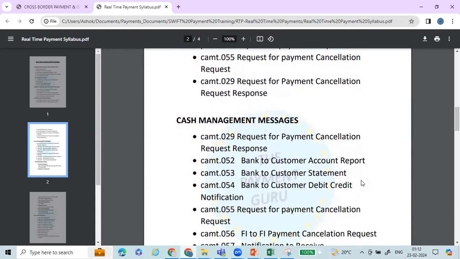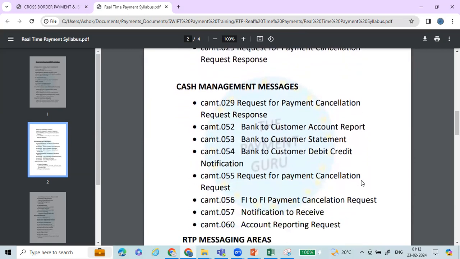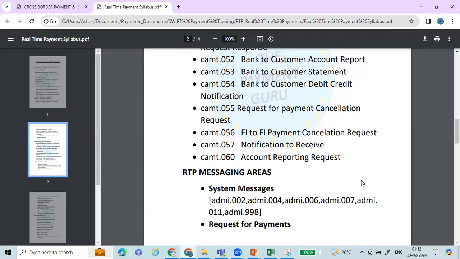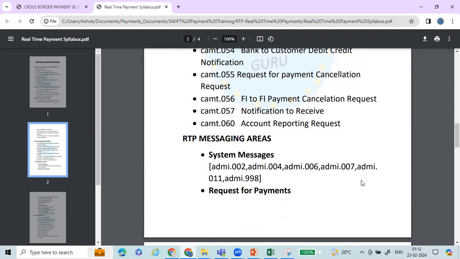029, and then in the cash management messages, debit and credit advice, request for payment cancellation, payment customer debit credit notification, customer account statement, cancellation request, notification received, and account reporting request.